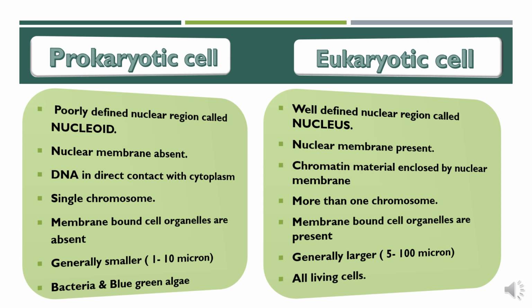And the last difference is the examples: bacteria and blue-green algae in case of prokaryotic cells. Blue-green algae are also called cyanobacteria. And eukaryotic cells examples are all living organisms, all living cells, except these bacterial cells and blue-green algae. So I hope the nucleus and its structure are clear to you.